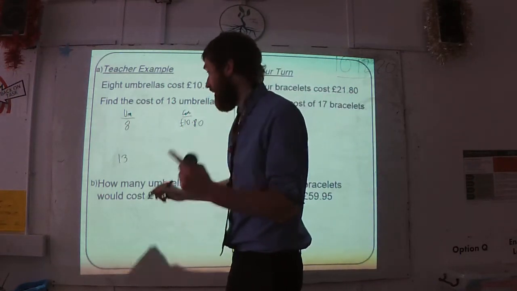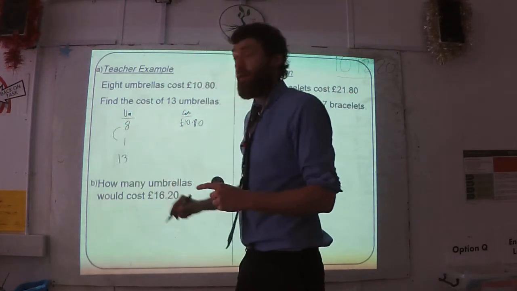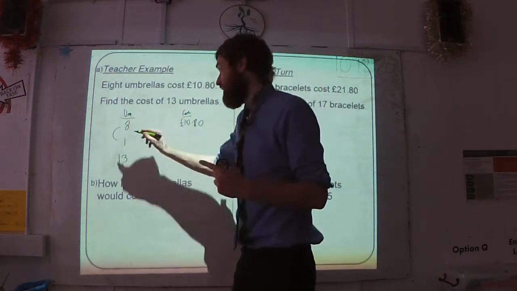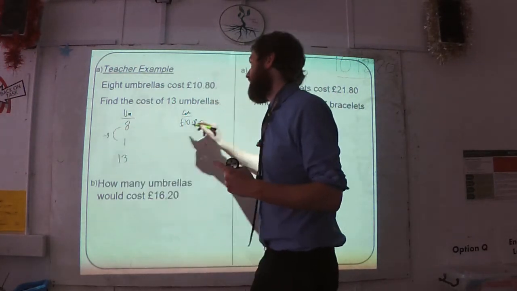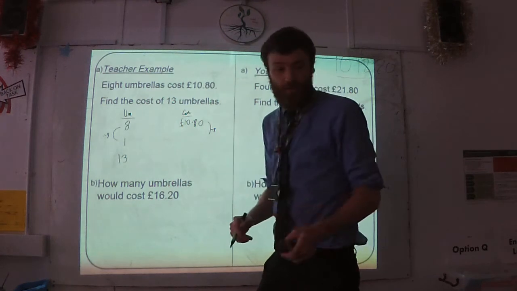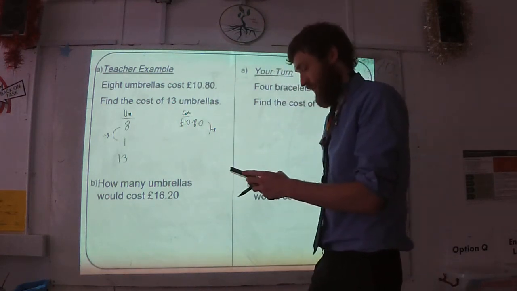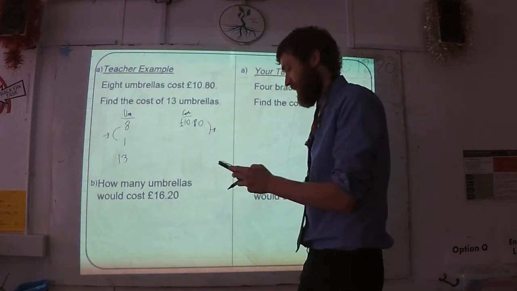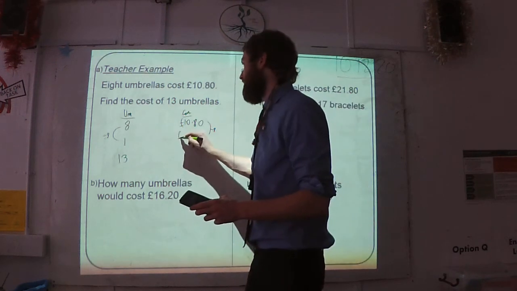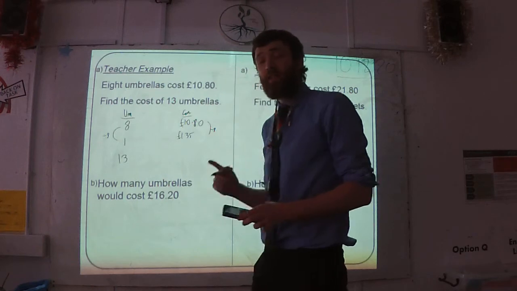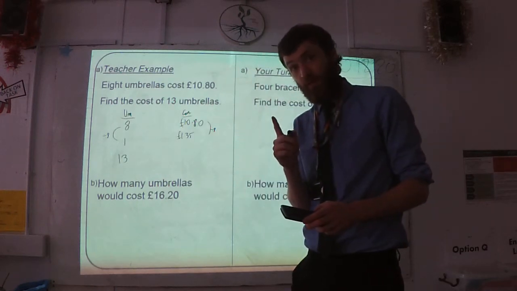of 1 umbrella. 1 goes here. Therefore, I divide by 8 to find the price of 1. Divide by 8, divide by 8. So we've got a situation where we obviously use the calculator and go £10.80 divided by 8 is £1.35. So that literally means 1 umbrella costs £1.35.